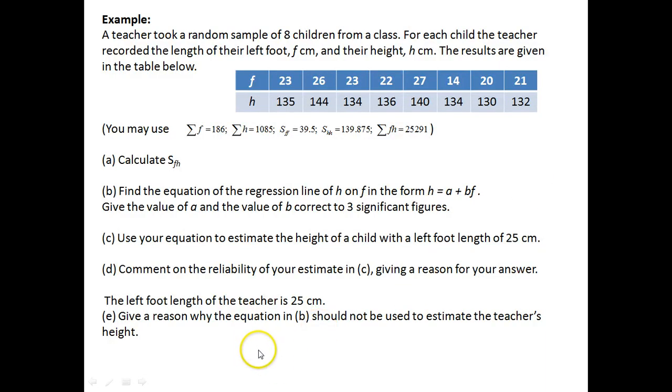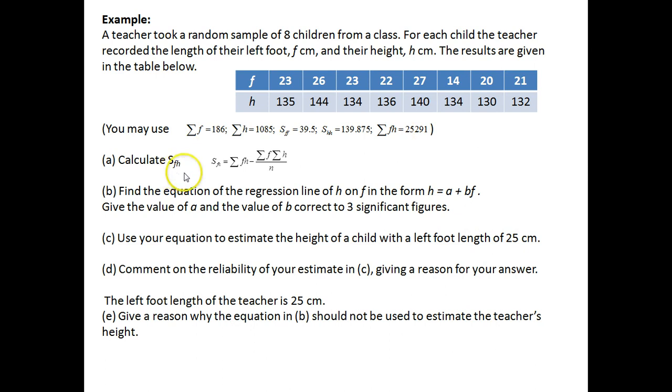The last question now. A teacher took a random sample of 8 children from a class. For each child, the teacher recorded the length of their left foot and their height. The results are given in the table below. They're from one class. You may use the sum of F is that, the sum of H is that, the calculated value of S of FF is that, S of HH is that, and the sum of FH is that. Calculate S of FH, work out the regression line, estimate the height of a child, comment on the reliability, and then bring in the teacher.